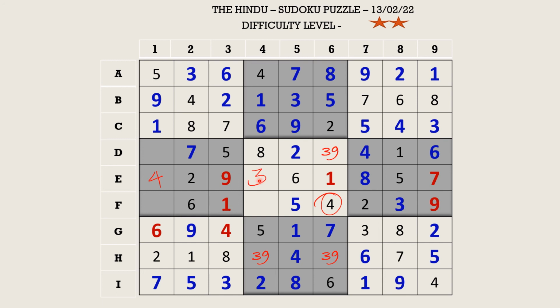Now this 3 here cancels out the 3 in H4. So H4 becomes 9 and H6 takes 3 and D6 takes 9. In the 5th block, the only missing number is 7. In F row, the only missing number is 8. In the 4th block, the only missing number is 3. And the puzzle is solved.